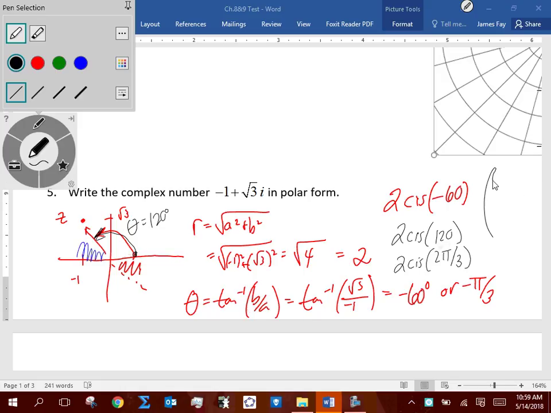I'm seeing a couple people type in 2, 2pi/3. That is not how we write a complex number in polar form. Okay, polar form has to use the cis information.